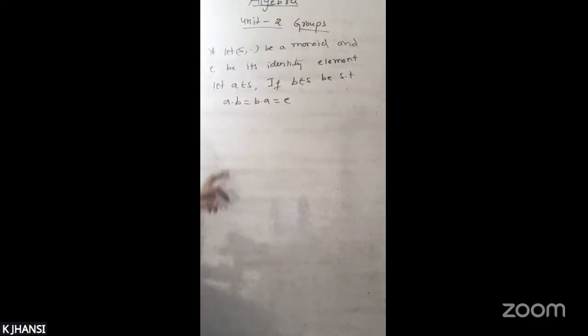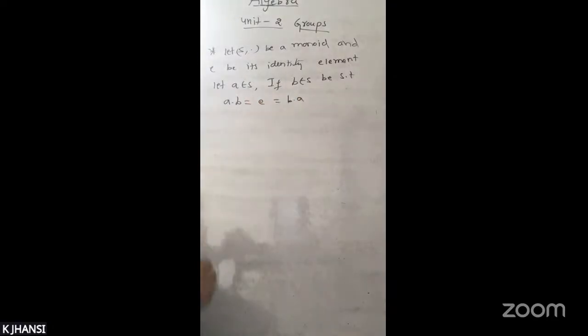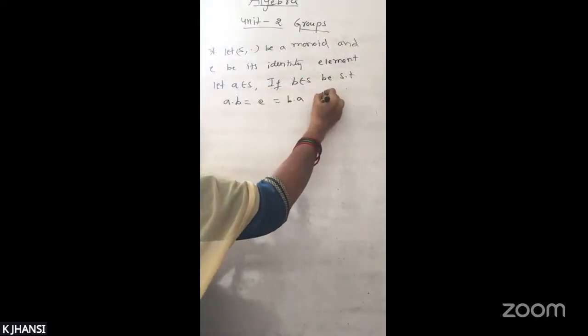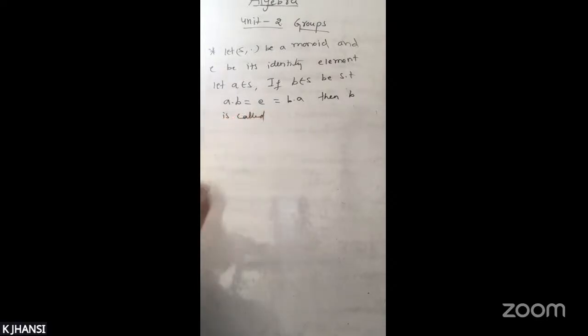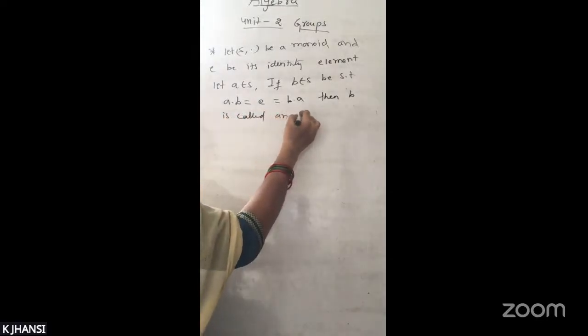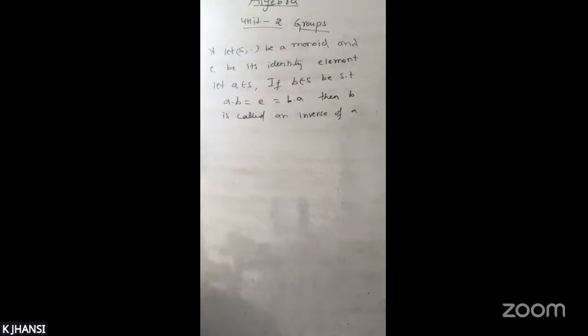that is, a · b = b · a = e. You can write it like this, or else write e in the middle and b · a on the other side. Both will be the same. Then b is called an inverse of a. This is the definition of the inverse property.